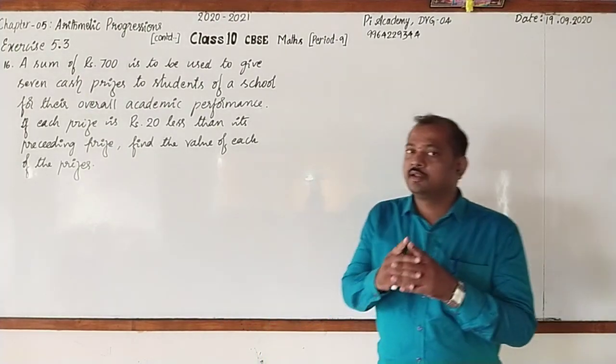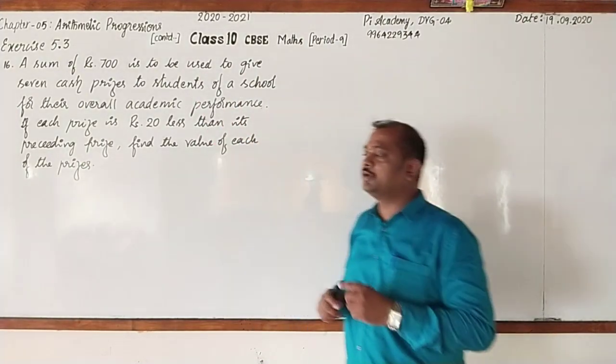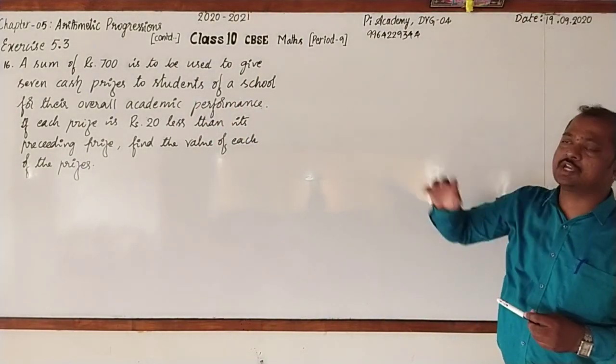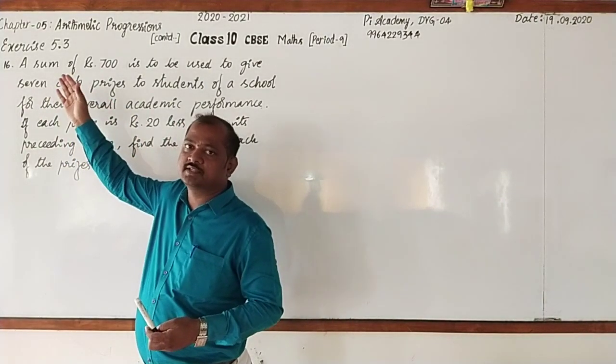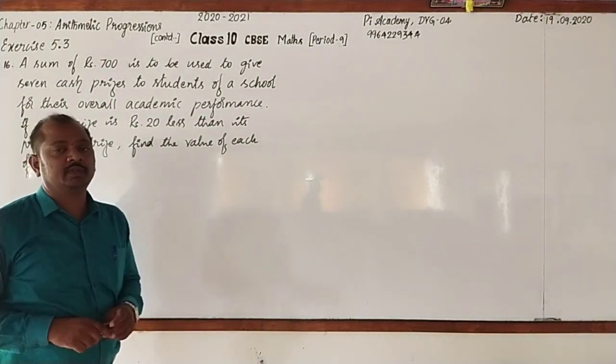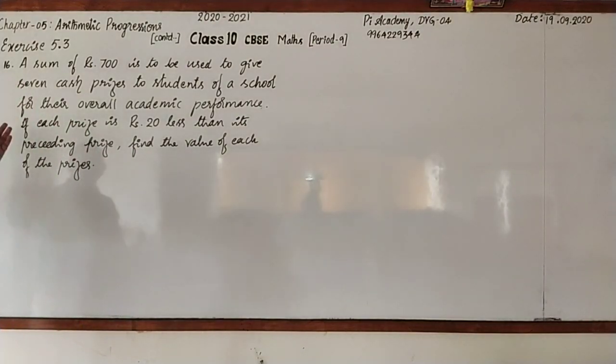Dear students, let's continue the chapter Arithmetic Progressions. And remember, this is the 9th period of this chapter. In the 8th period, we were solving the problems in exercise number 5.3. In that, a total of 15 were solved. Now let's continue. Now the 16th one has been written here.